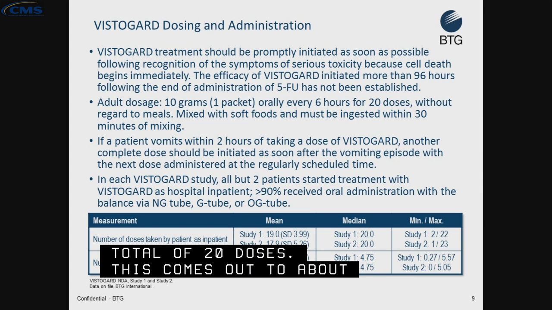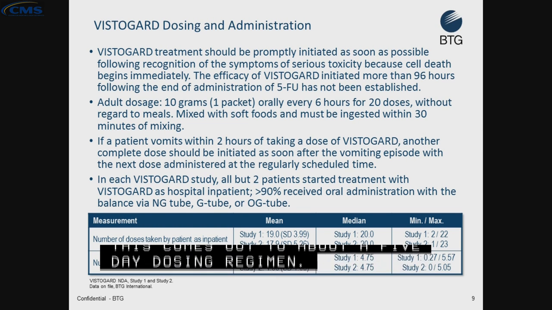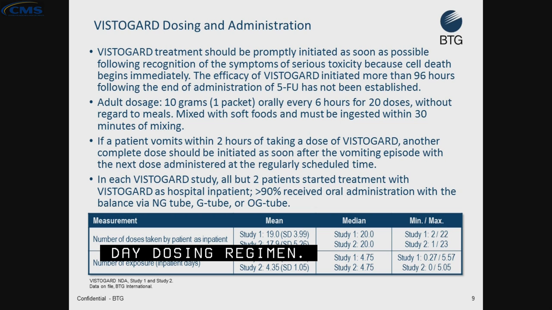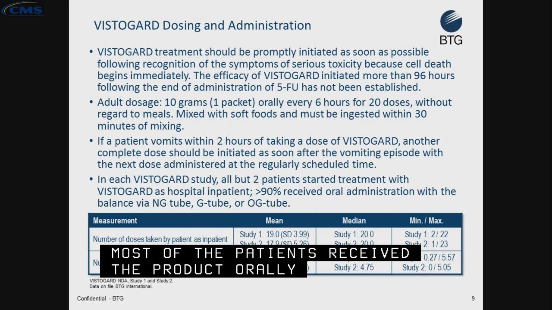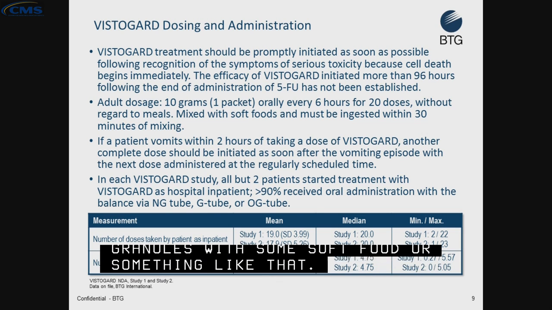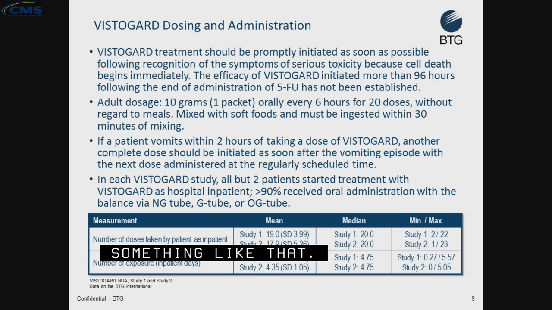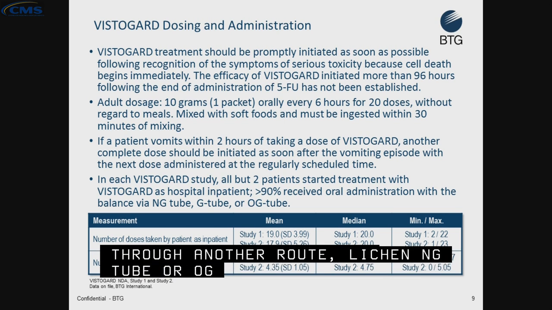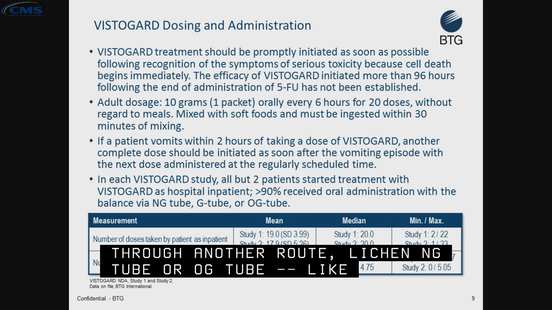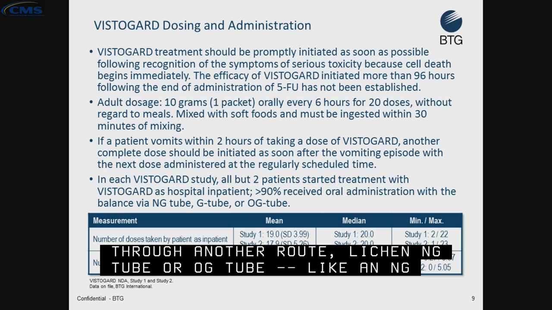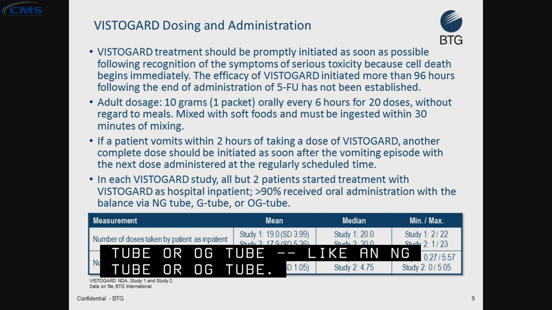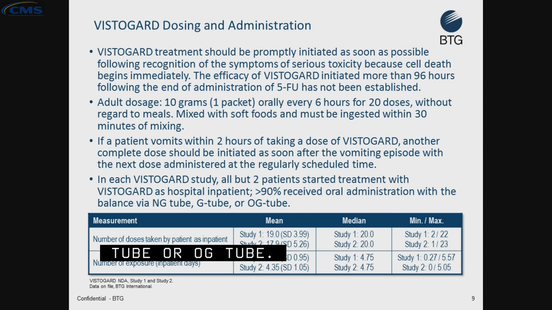Most of the patients received the product orally through granules with some soft food or something like that, but some patients received it through another route, like an NG tube or an OG tube. But again, the important take-home with this is number of doses, roughly 19 to 20, so most patients did complete therapy, and for the most part, they completed it within 5 days.